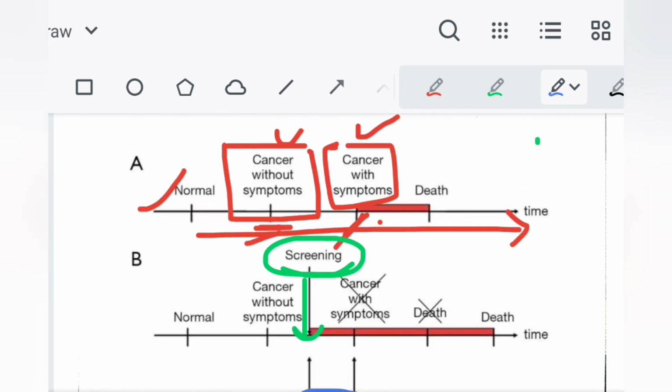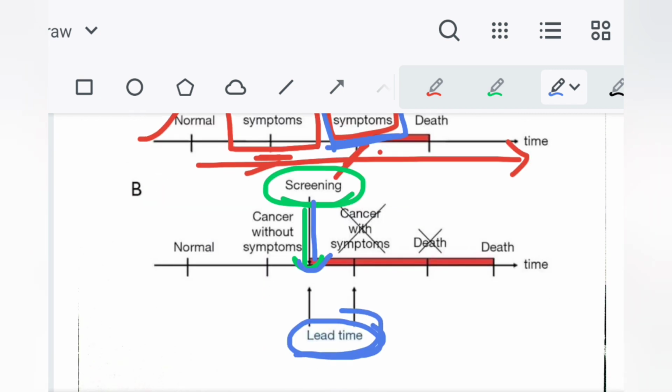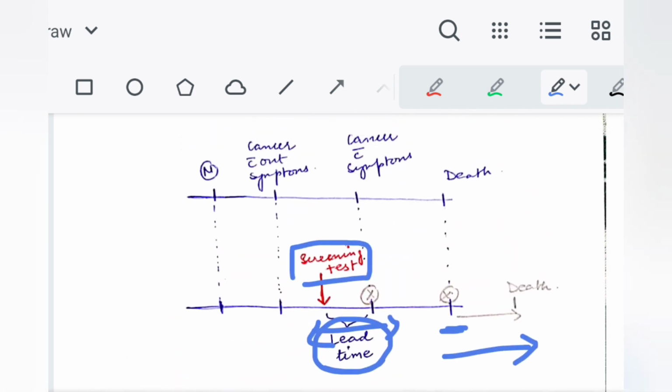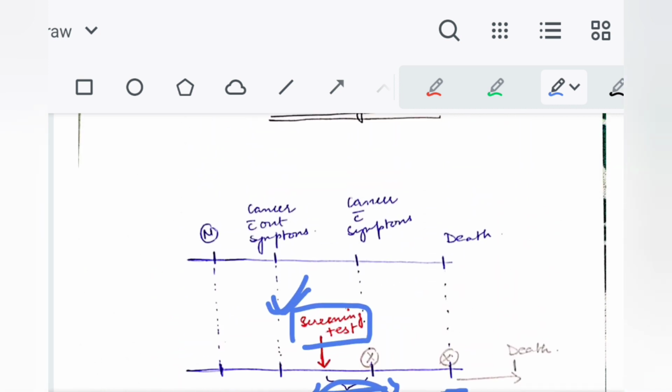So what is lead time? Lead time is actually the time between when the screening test is applied and the usual time of appearance of the symptoms of the disease. As we apply the screening test, we get to detect the disease beforehand, and so we can delay the death or the fatality of the disease, right? So this is the use of our screening test, and this is the time where we are using the screening test.